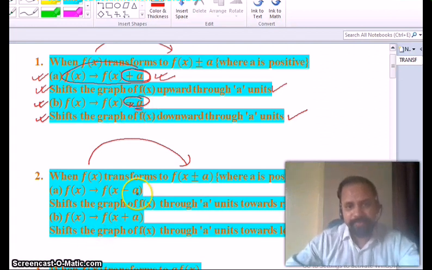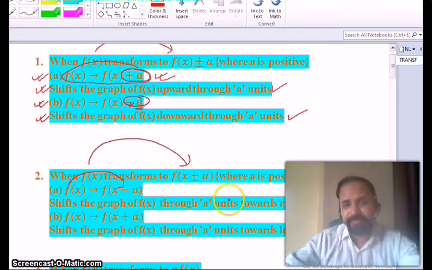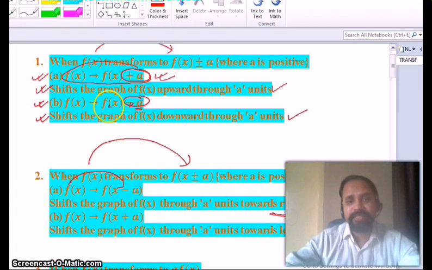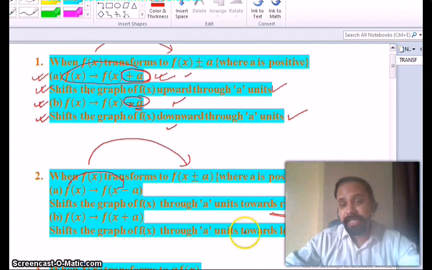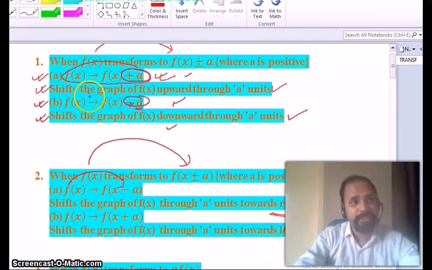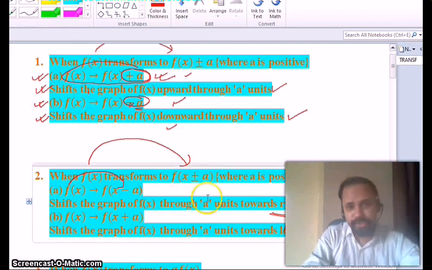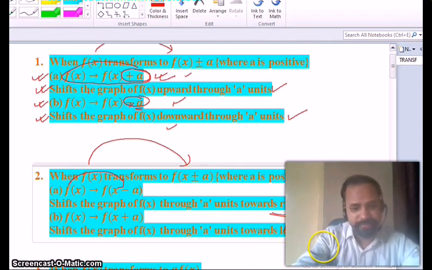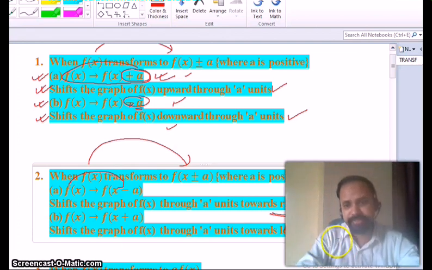Okay, next, if we subtract and add inside f(x), if we transform f(x) to f(x minus a), then in this case this graph shifts a units rightward. Here we had added a units outside, then the graph shifts a unit upward, and it is upward and downward. In this one, if we have x minus a, this graph shifts a units towards right. And in this one, f(x plus a), this graph shifts a units leftward. This is left.